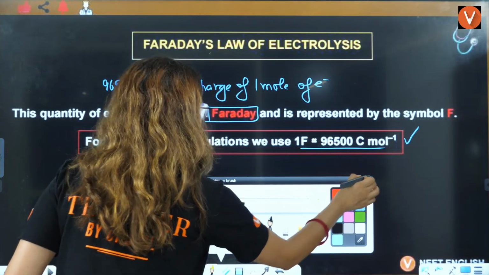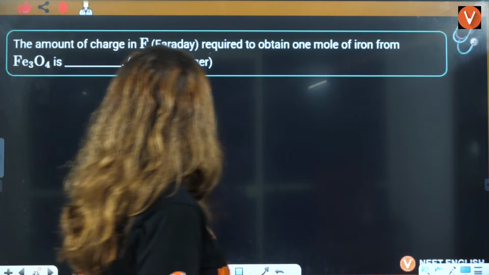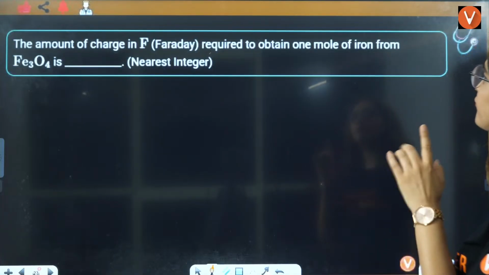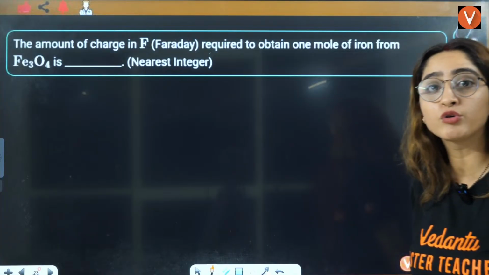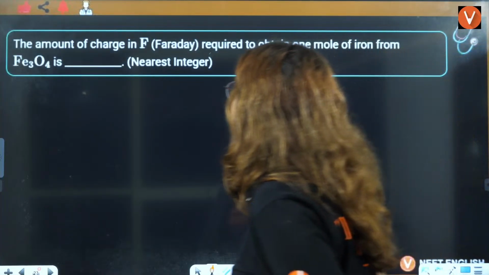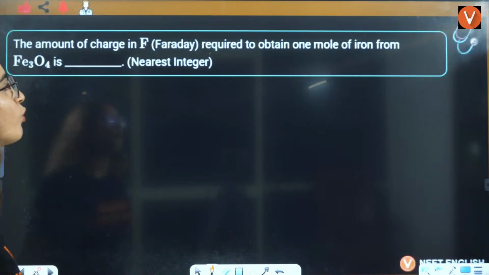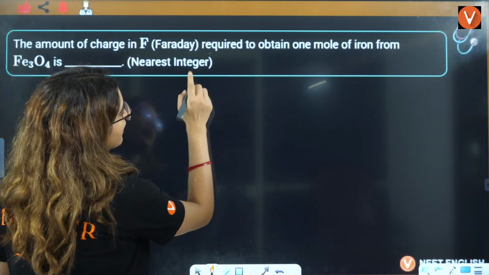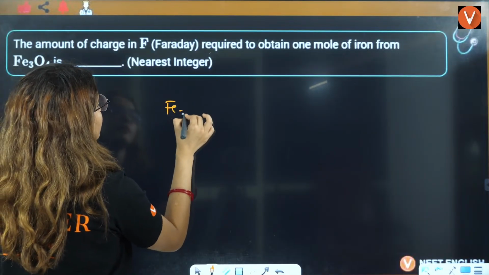Okay, so let's do the next part, right? The amount of charge in Faraday required to obtain 1 mole of iron from Fe3O4. They're asking you the amount of charge, in Faraday, required to obtain 1 mole of iron from Fe3O4. So if you see this, required to obtain 1 mole of iron from Fe3O4.